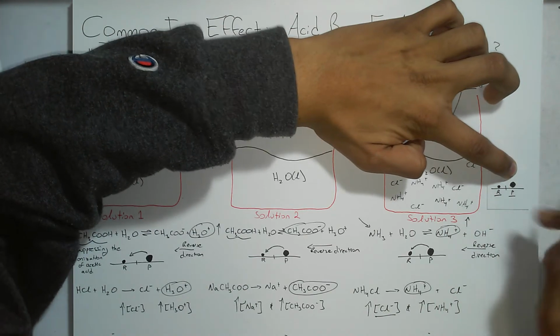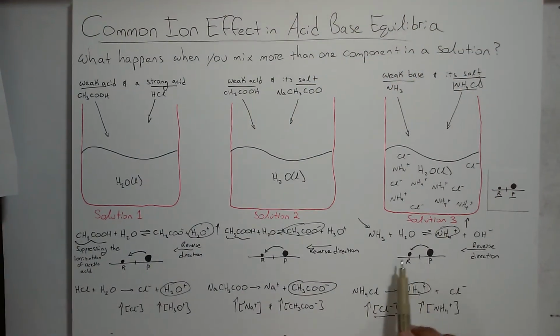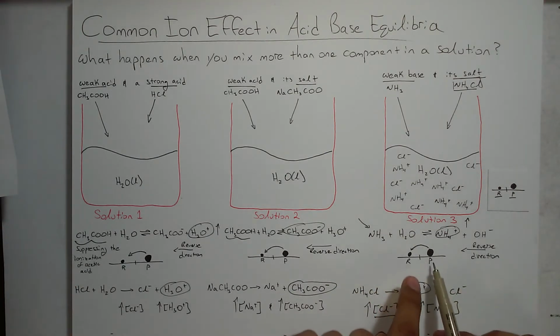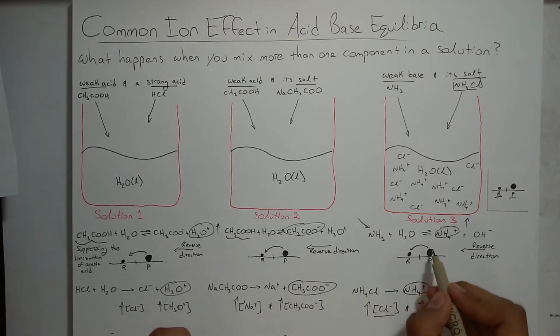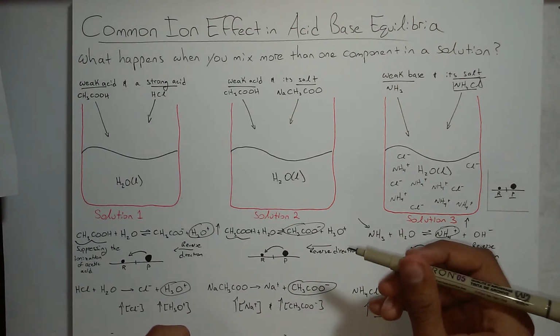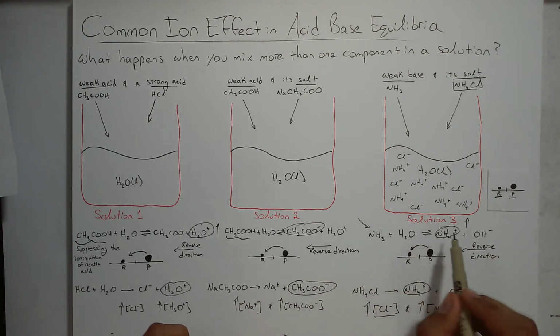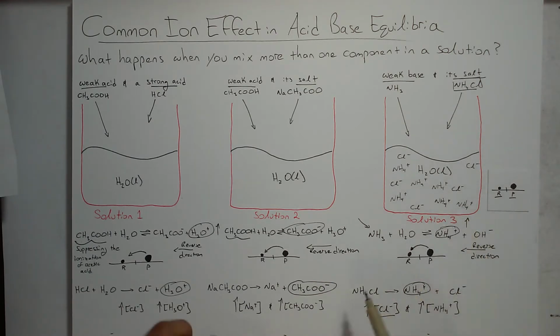If I increase the amount of products, if I look at that scale that I drew out here, you guys see how this scale is off balance? The question is, how do I bring this scale back to a balanced position? I take some of the products and I place them on the reactant side. So we already know that this reaction is going to shift from right to left. It's going to go in the reverse direction. What this reaction is going to do is that it's going to consume this excess ammonium ion present inside of the solution.